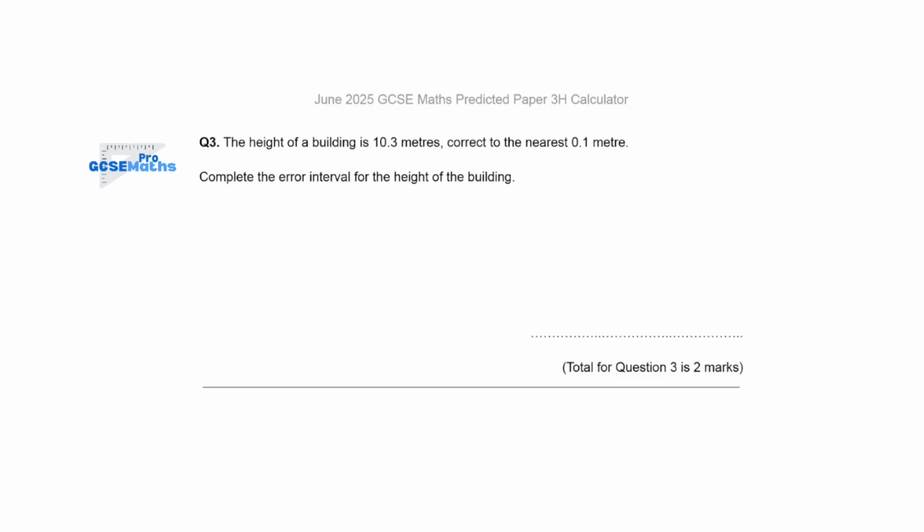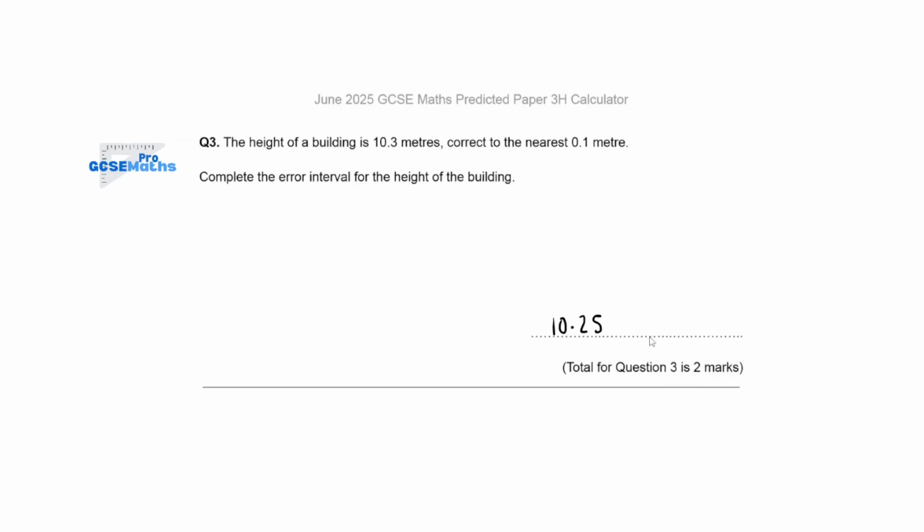Question 3, the height of a building is 10.3 meters, correct to the nearest 0.1 meter. Complete the error interval for the height of the building. Now, because this one is correct to something, it's basically rounded, isn't it? So this is the example where it is exactly the same as upper and lower bounds. So the smallest one would be 10.25.